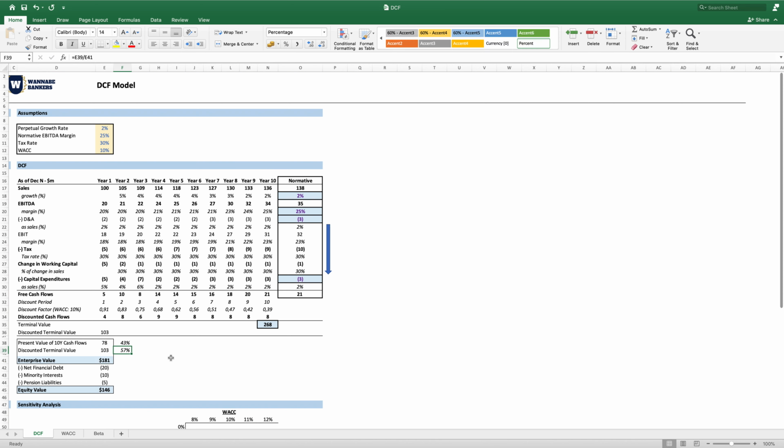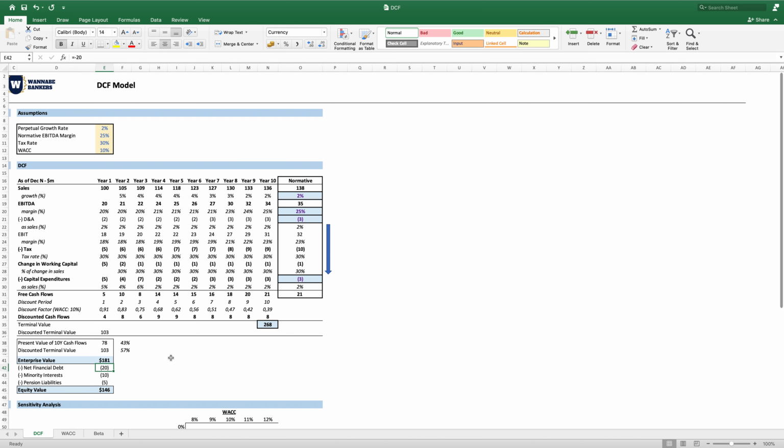So you see here in this example, the terminal value represents roughly 60% of the value. It depends on the duration of your business plan and your assumptions, etc. But in this example, the terminal value represents roughly 60% of the EV.